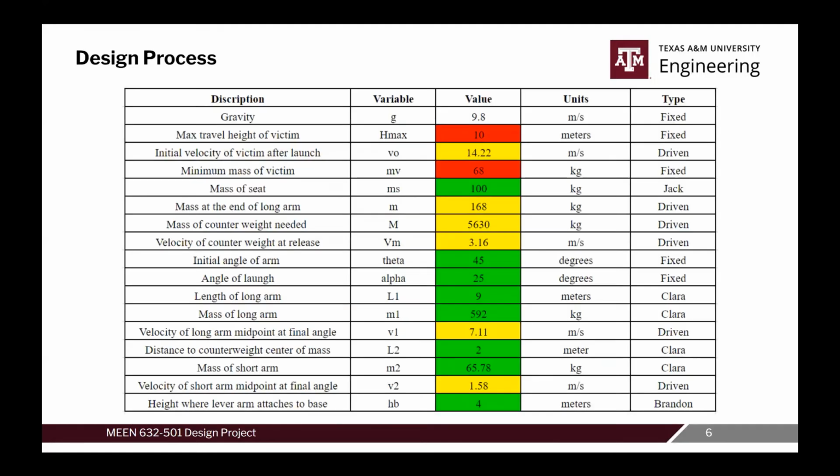Those equations were inputted into an Excel spreadsheet, which was used to ensure that the max velocity and the max height were not exceeded. This was used to calculate, from an input from the team members, what the different masses of the different components should be, and what the lengths of each arm should be.